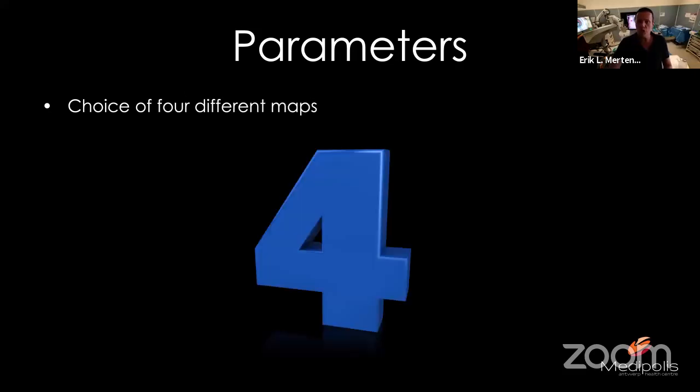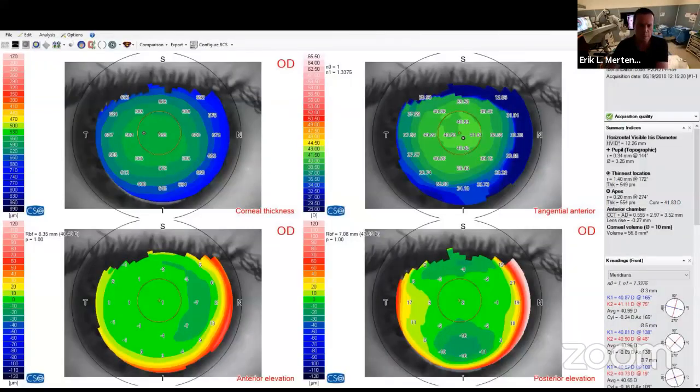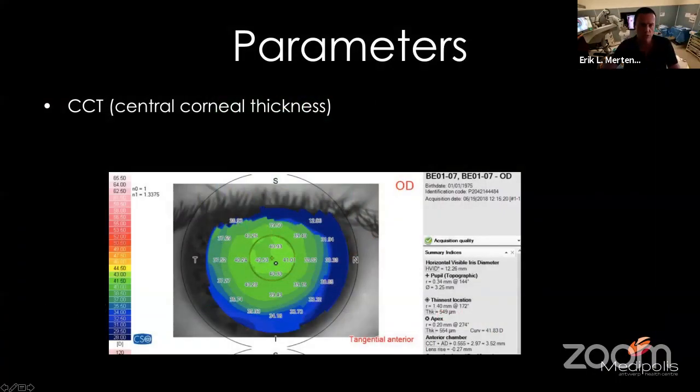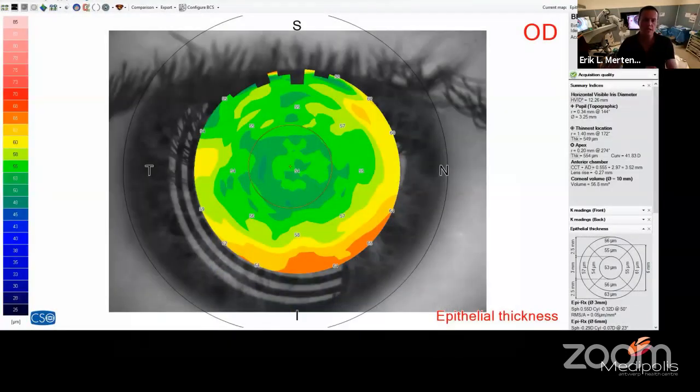Now, another map I'm looking for is the choice of the 4 different maps. This is this one. And you see here, lower left and lower right, the anterior and posterior elevation of the cornea, the pachymetry, and here the tangential anterior. This is very important, but the most important is this button over here. I will highlight it there. And when you click, excuse me, this is a little too fast. Let's go back one slide. So this is the epithelial thickness map.